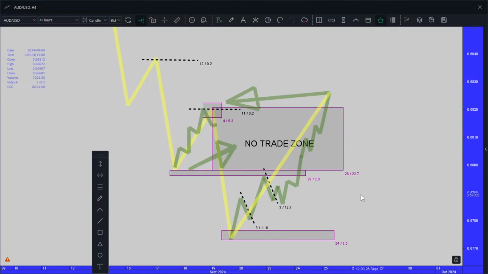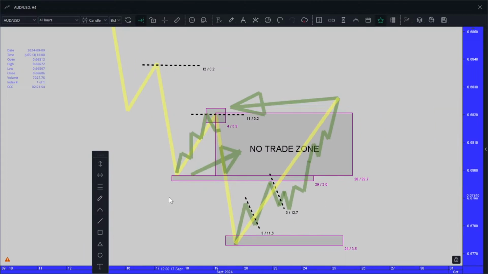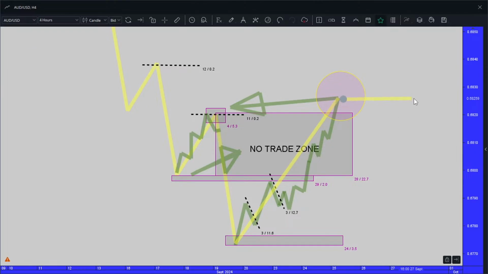How many of you are trying or have tried to trade breakouts, and as soon as the market breaks out in here, makes a higher high, and you buy, what happens next?